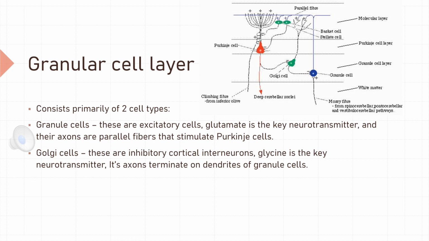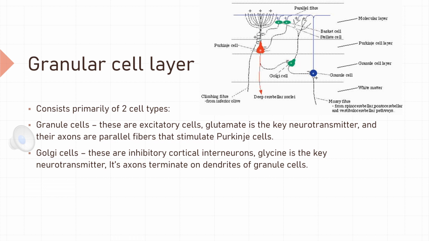The granular cell layer consists primarily of two cell types, granule cells and Golgi cells. The granule cells are excitatory cells, and they have glutamate as their key neurotransmitter. And their axons are parallel fibers that stimulate Purkinje cells. What that means is, as per the diagram, you can see that the cell in blue is the granule cell. It has its nucleus in the granule cell layer, whereas its axon is extending upwards into the molecular cell layer, bifurcating and running along that layer, synapsing with the Purkinje cell here in red.